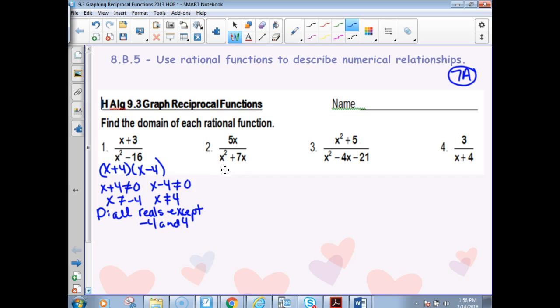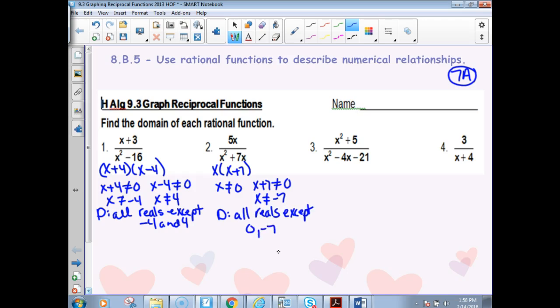The second one, you can factor out a monomial factor of x. So x cannot equal 0, and x plus 7 cannot equal 0, which means x can't equal 0 or negative 7. So for this rational function, the domain would be all reals except 0 and negative 7.